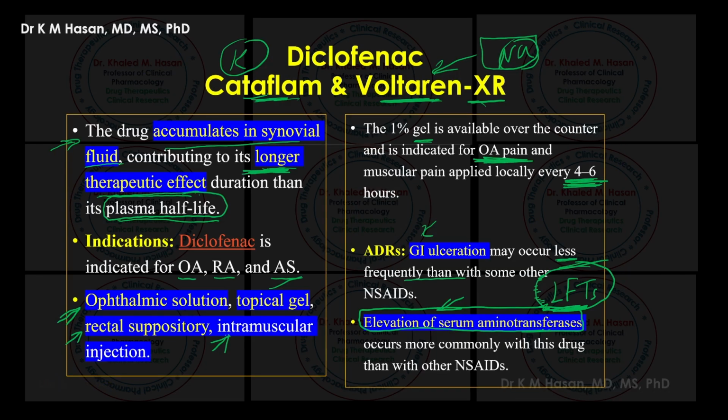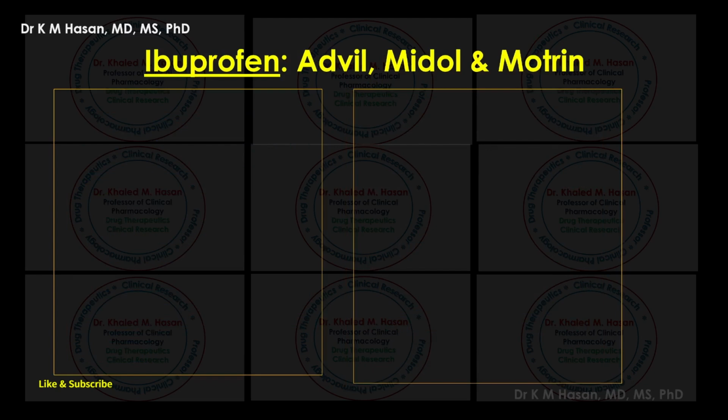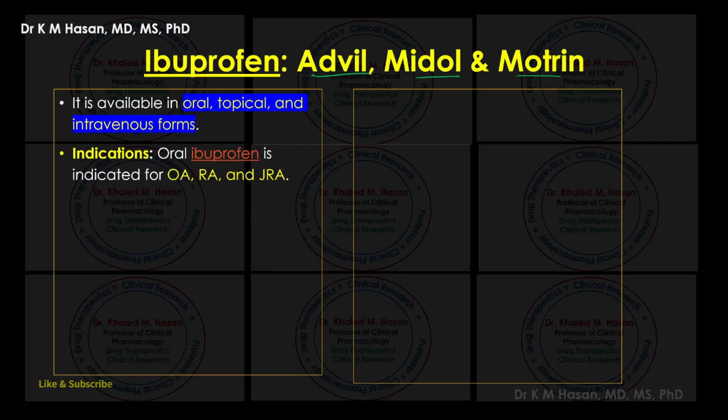The first medication: diclofenac, Cataflam, Voltaren. The second medication is ibuprofen. For ibuprofen, we have the brand names Advil, Motrin, and Midol. So what is ibuprofen? It is available oral, topical, and IV. Ibuprofen has the same indications: osteoarthritis, rheumatoid arthritis, and juvenile rheumatoid arthritis.